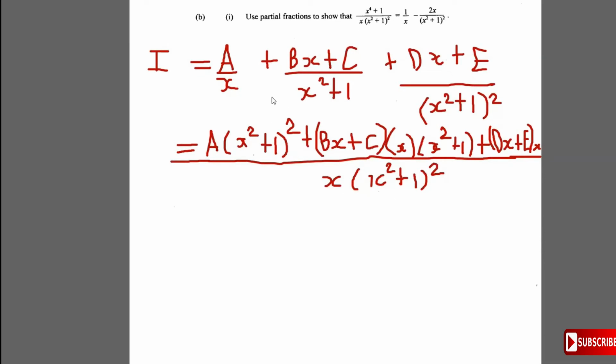Now, since this is what we get, we can just proceed to go further and simplify this question. All right, so let's go. And we have to remember that on the left-hand side, I is equal to this. So since I is equal to this, before we even simplify, we can just equate the numerators.